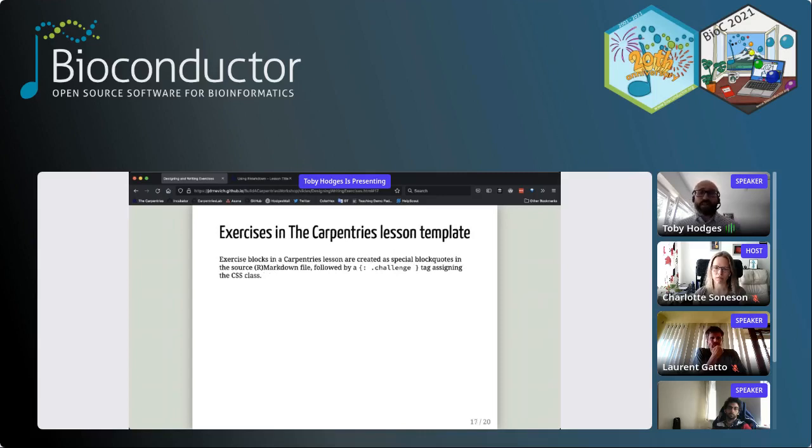So within the Carpentries lesson template itself, exercise blocks are created as special markdown block quotes in the source markdown file or R markdown file, followed by this curly brace, colon, space, dot challenge, closing curly brace. The space at the end here I think is not necessary, but is usually there for readability purposes. And what that does is it assigns this challenge CSS class to the preceding block in the rendered web page. Let's take a look at an example of that.